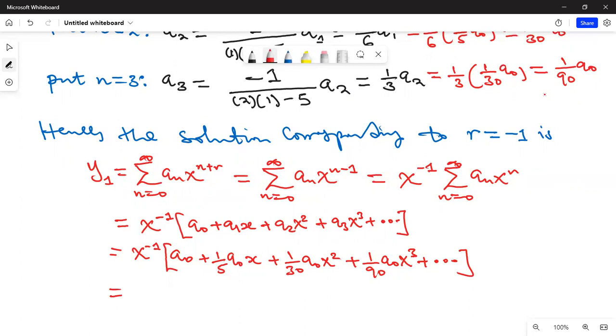So let me factor out a naught. A naught times x raised to -1 times 1 plus x over 5. Then here we have x squared over 30, the other one is x cubed over 90, plus so many other terms.